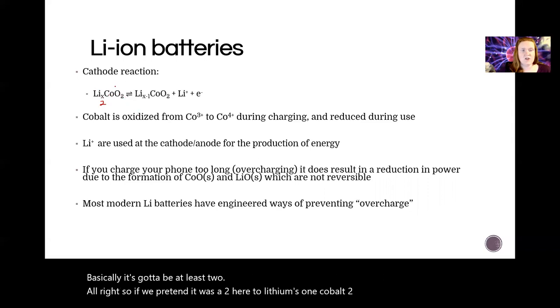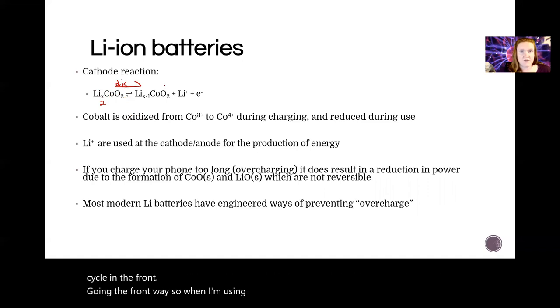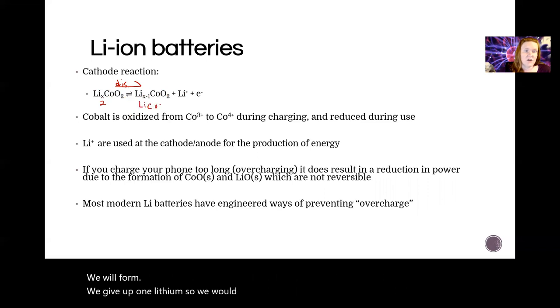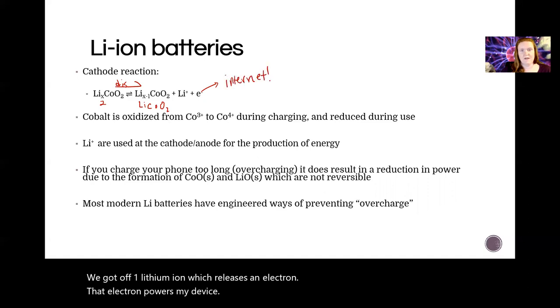The discharge cycle, going the front way, so like when I'm using my laptop, it's discharging. We give off one lithium, so we would have, say, LiCoO2. We give off one lithium ion, which releases an electron. That electron powers my device. It lets me get to the internet.